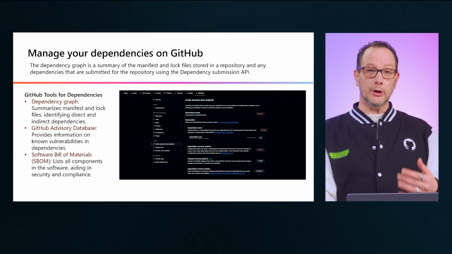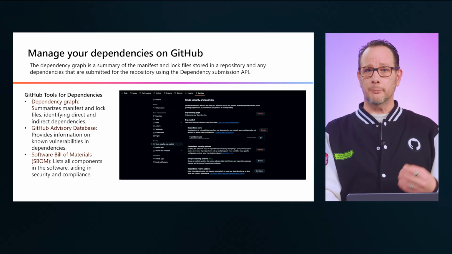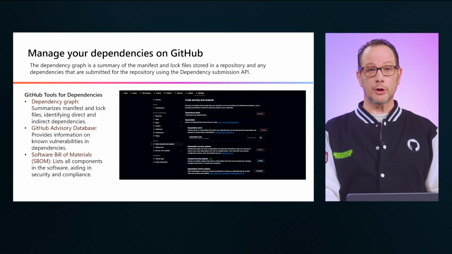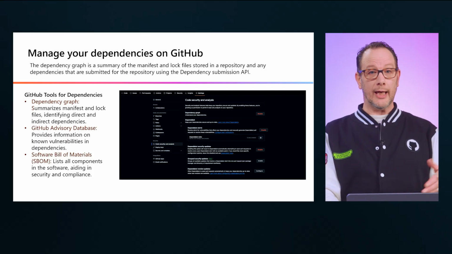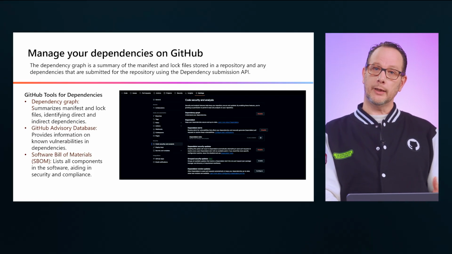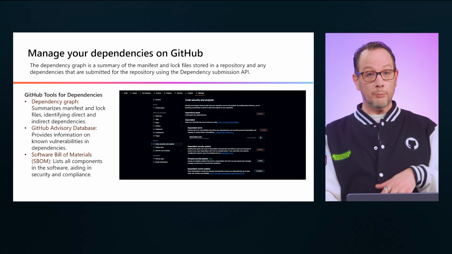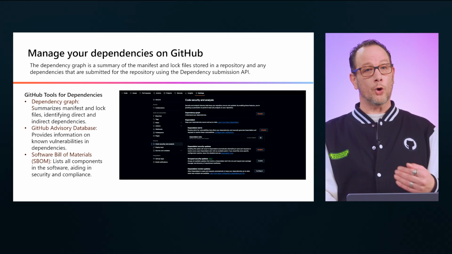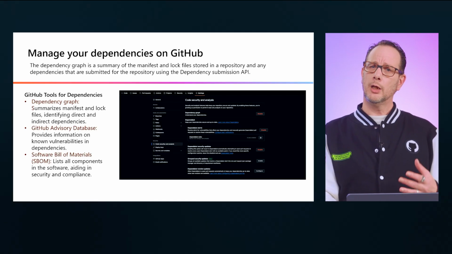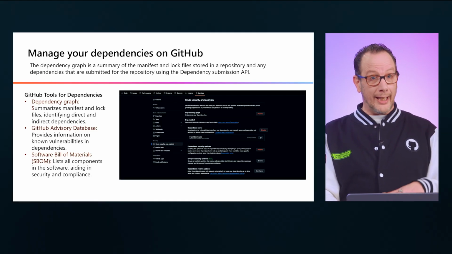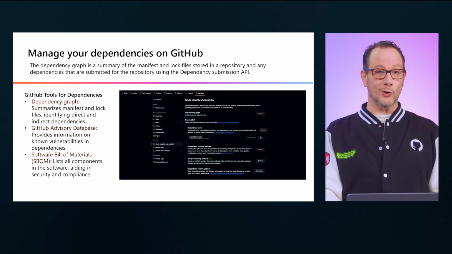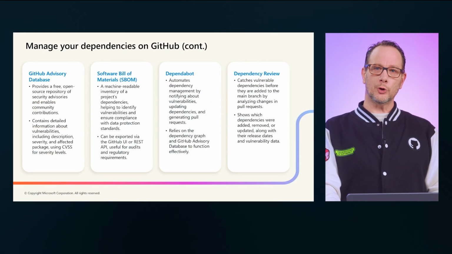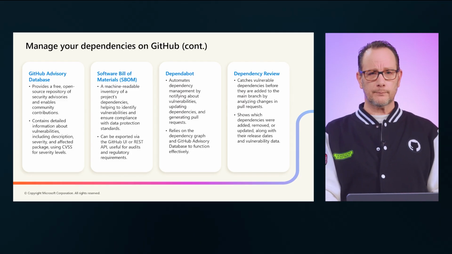By understanding your dependencies, you can immediately spot potential security risks and make smarter decisions about updates and maintenance. The GitHub Advisory Database complements this by providing up-to-date information on already known vulnerabilities, so you're always aware of any risks lurking in your code foundations. Now let's take a closer look at some of the features.